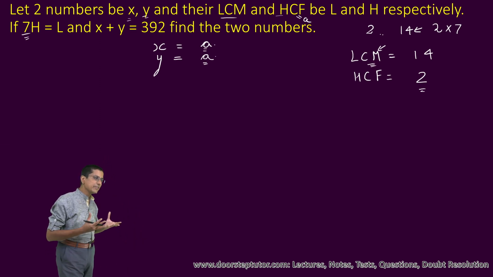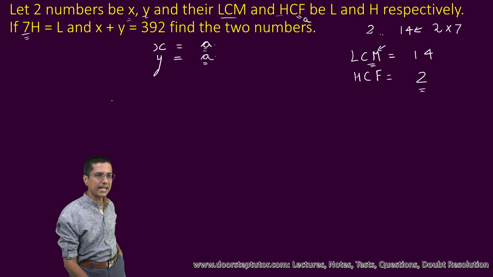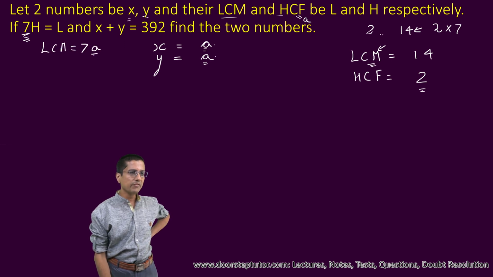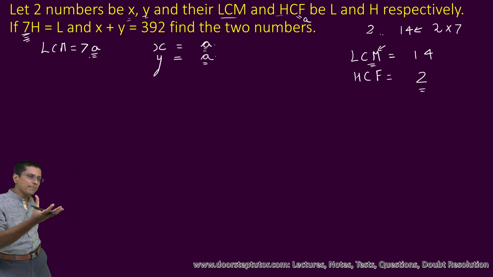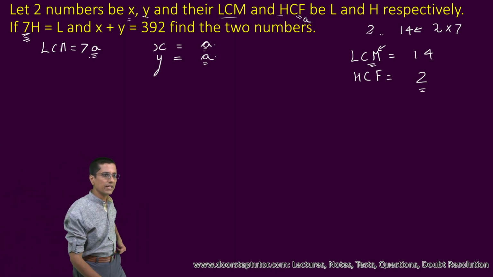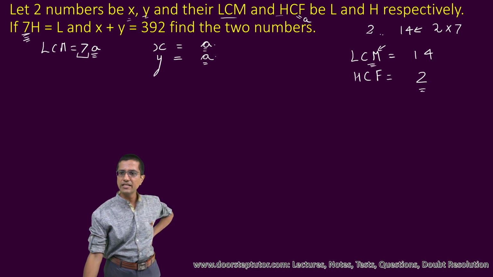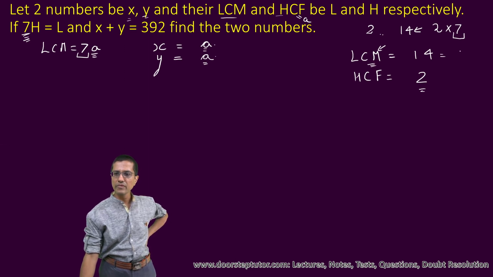Now the next thing you need to understand is that LCM is 7 times the HCF, which means that LCM has an additional factor. So this LCM is equal to 7a, which means that in addition to a, which is the HCF, this LCM has an additional factor of 7, which means that one of the numbers has to have this factor of 7. That is where it came from.